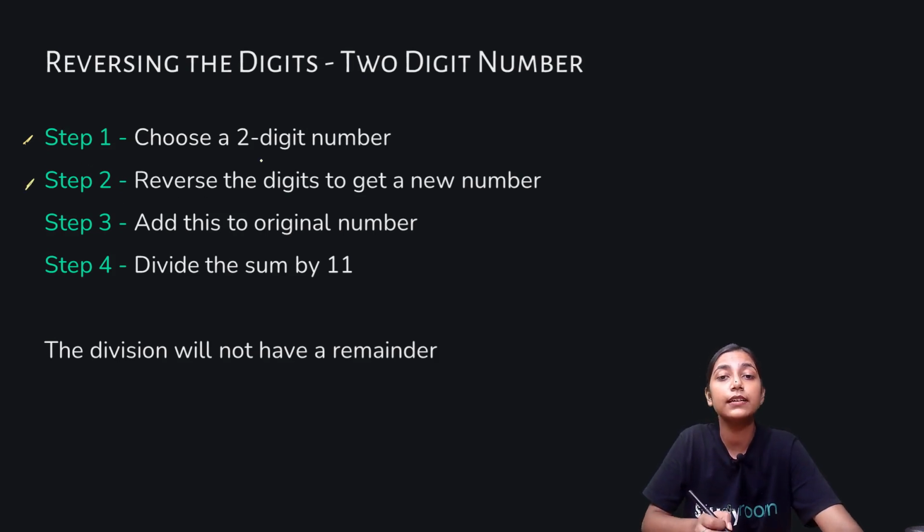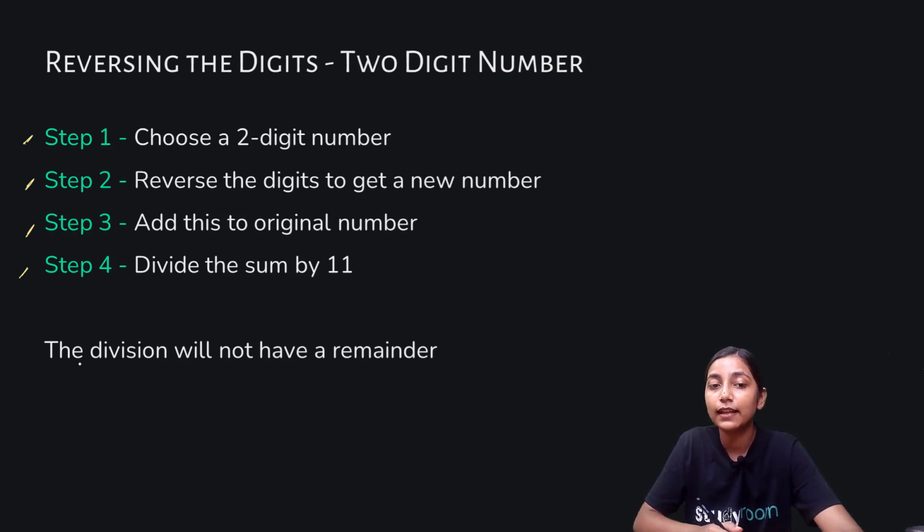When you reverse the digits, you will get a new number. Step 3 includes adding these two numbers together, that is the original number and this new number that we got after reversing the digits. We add these two numbers together and the last step is dividing their sum. The sum that we got by adding these two numbers, we are at last going to divide by the number 11. And what will you see?